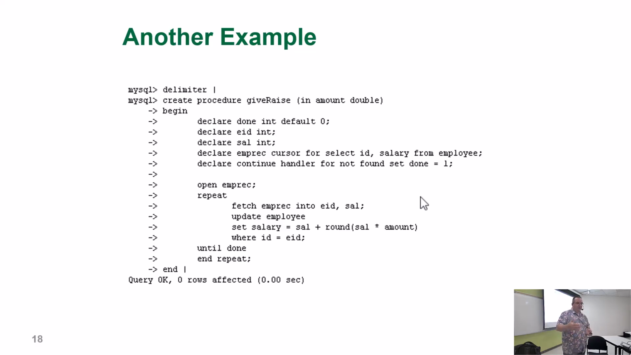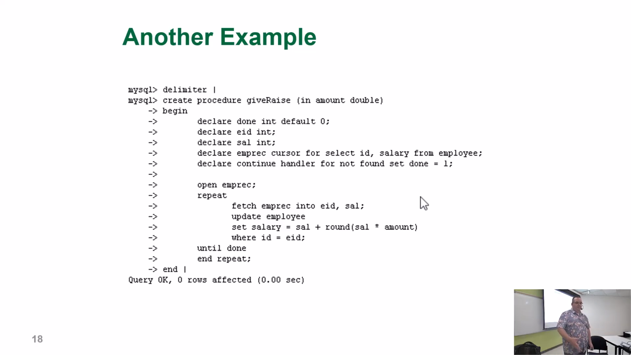And you go create procedure, give raise, and you give it an in variable of amount. It's a double because you want to give it a percentage. Begin, and you declare whether it's done or not, the employee ID, the salary, and then we declare a cursor for select ID and salary from employee. We add a continue handler because, again, MySQL does not know how to handle the fact that it ran out of records. So you tell it, hey, this is what I want you to do when you run out of records.